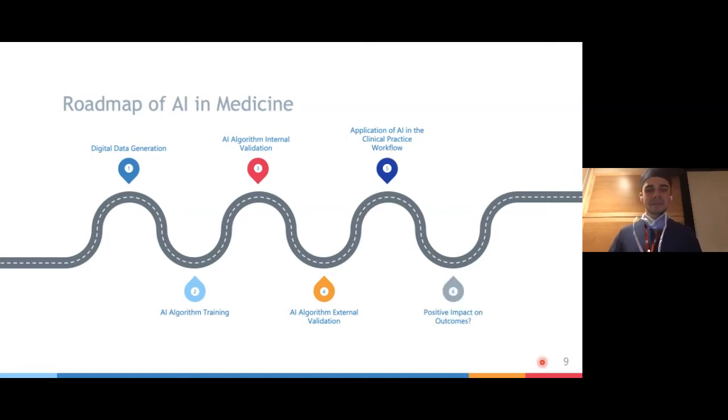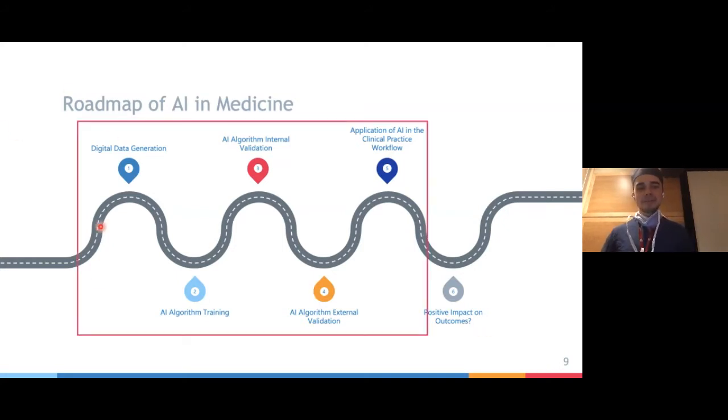And then you have to demonstrate that AI has positive impacts on outcomes. I would say most of the AI algorithms today have achieved steps 1 through 5, but there are no outcomes tied to that showing that it improves anything in the care. But I think we're moving towards that goal. First, we wanted to show a proof of concept that this type of algorithm works, and eventually we'll have the clinical trials showing that it could improve efficacy or, you know, cardiovascular death or MACE.